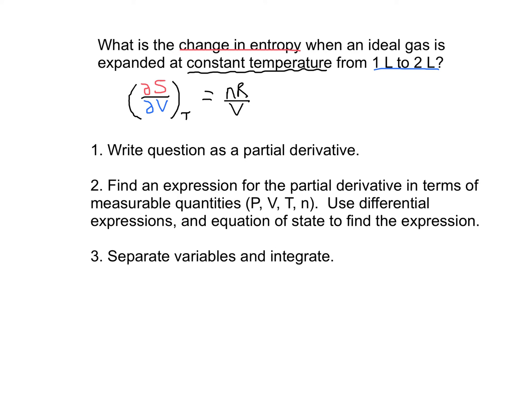So to summarize, there are essentially three steps to solving any problem. One, write the question as a partial derivative. Two, find an expression for the partial derivative in terms of measurable quantities, i.e. pressure, volume, temperature, and number of moles. You often need to use the differential expression and the equation of state of the system to find that expression. Finally, separate the variables and integrate.